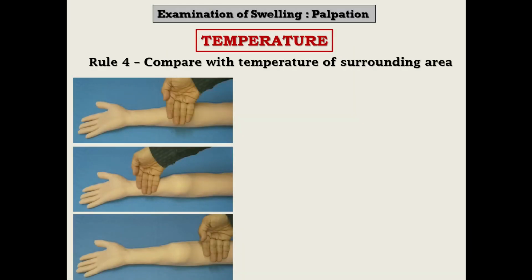Fourth and the most important rule, please do not come to any conclusion about the temperature without comparing the temperature of surrounding area. Now here I can explain you with a very interesting example, that suppose that this swelling is a lipoma. Now lipoma is a benign tumor of fat cells. There is no inflammation, no increased vascularity, so the temperature over lipoma is normal.